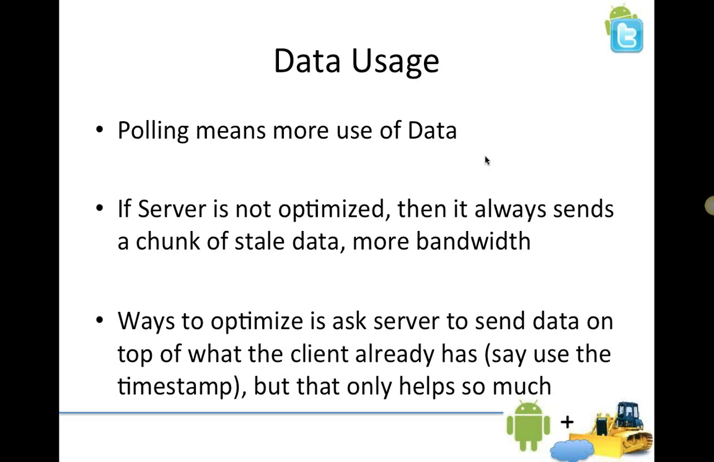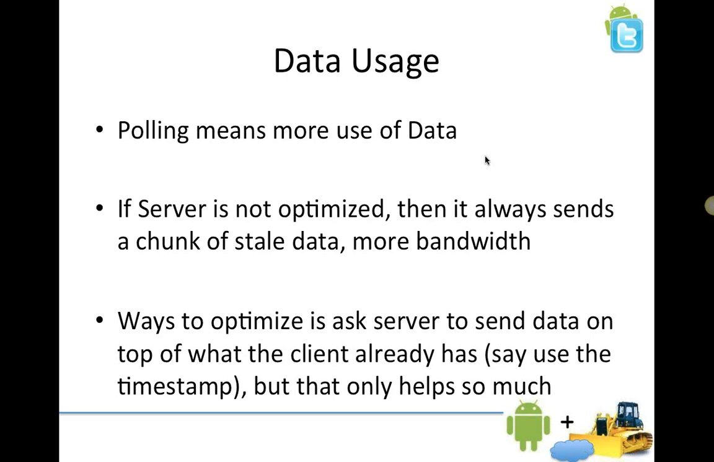So let's say I had 10 tweets in the morning, and for the next 3 hours, every 10 minutes, I'm asking for the data, and the server is again sending me the same 10 tweets. So I'm getting stale data, which is substantial, and it's repeating. So it costs me more bandwidth.